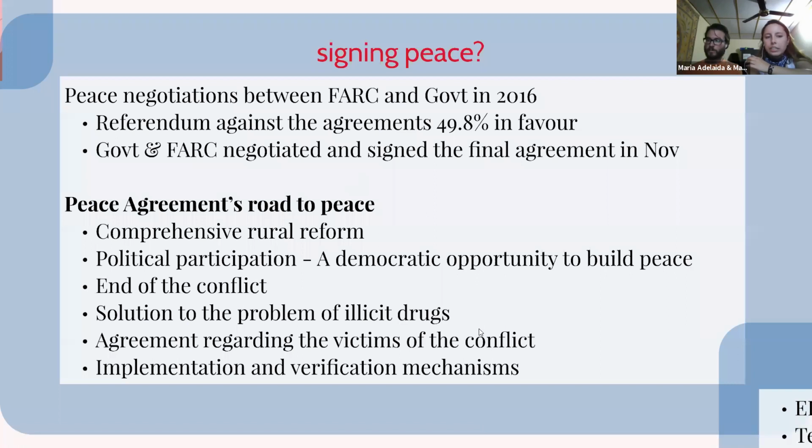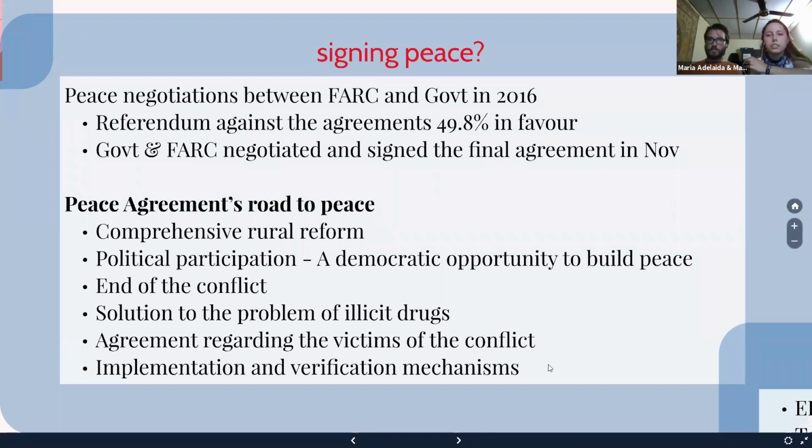The fourth one is the solution to the problem of illicit drugs, and this point is very complicated because we have a lot of national plans that aim to eradicate these illicit drugs from the Colombian territory. And some of the farmers have approached this program, but some of them have not. So we're still struggling with this.